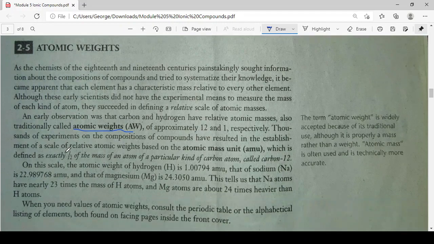So, thousands of experiments on the composition of compounds have resulted in the establishment of a scale of relative atomic weight based on your AMU. O anong aton AMU? Kids, it is your atomic mass unit, which is defined exactly as 1/12 of the mass of an atom of a particular kind of atom called carbon-12. Again, ang carbon-12 naton, amo na siya ang aton basihan for your AMU.